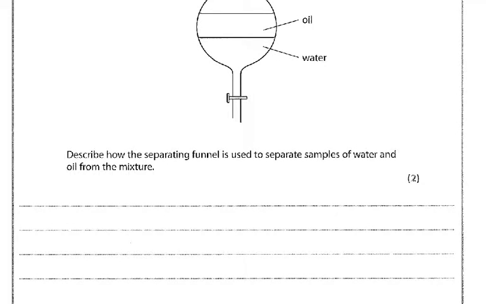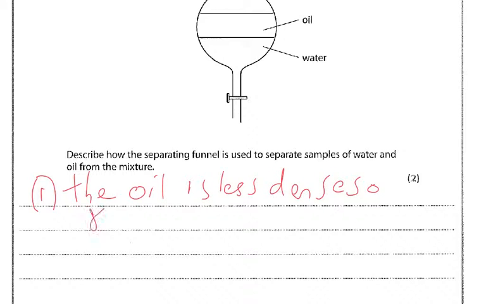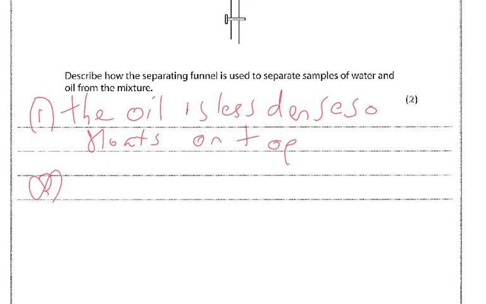Firstly, the oil is less dense than water, so floats on top. Secondly, because the oil's floating on top, the water can be let out through the tap. Some people weren't sure what to call that bit at the bottom. That's the tap.